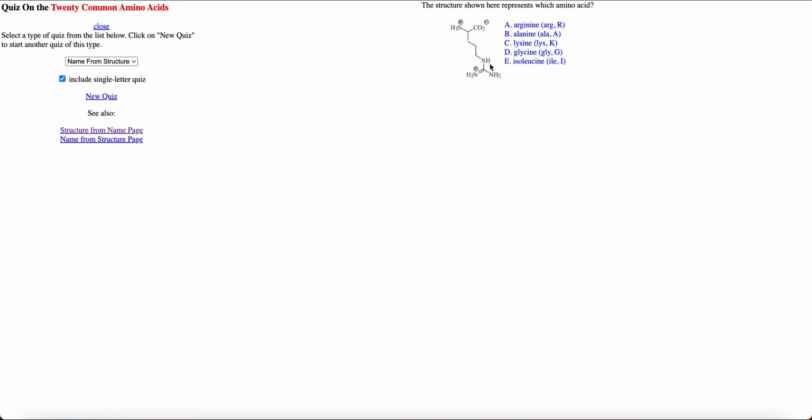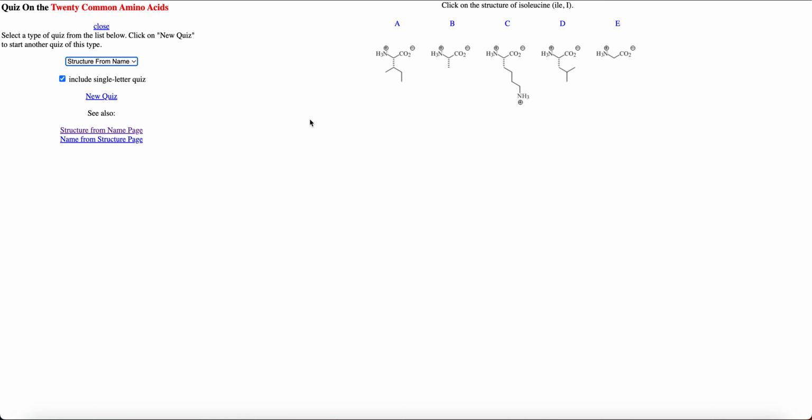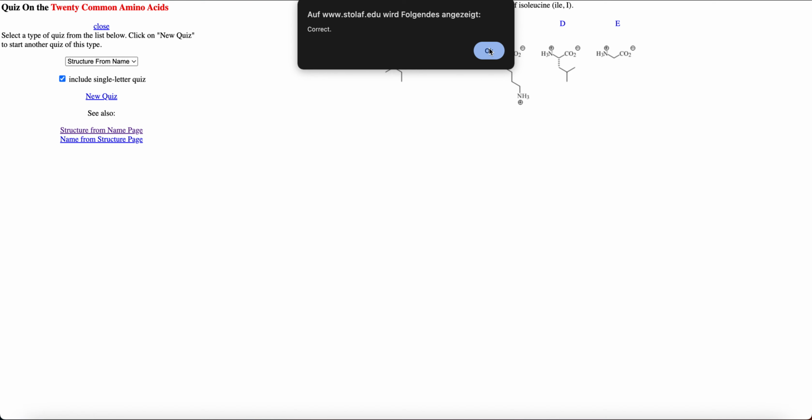Okay, now a new quiz, so we want to change the sequence. We can say maybe from the name. Yes, okay. Click on the structure of isoleucine. So which one of these groups is isoleucine? Isoleucine is here because we have the CH3, and one of the CH3 is attached to another CH3, so I think this one. Correct.